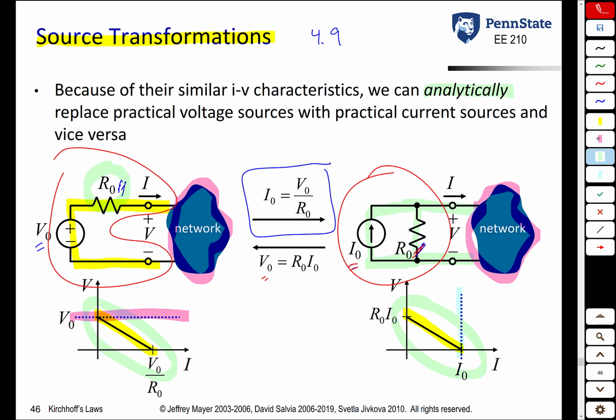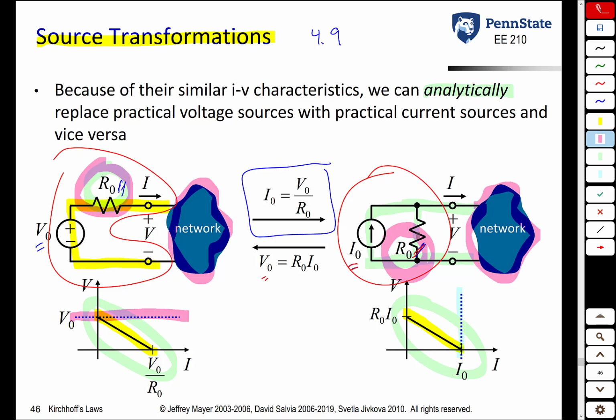This R naught here in a real current source is going to be very, very large. So if you convert physically a voltage source to a current source, this R naught here would become a very small R naught, which you typically are not going to have in a current source. So source transformations are an analytical tool only to help you in analyzing a circuit. It is not something you would physically be doing. Just wanted to make that clear.